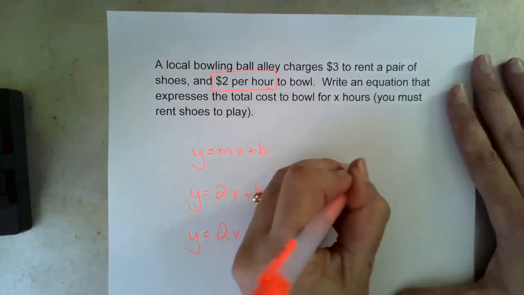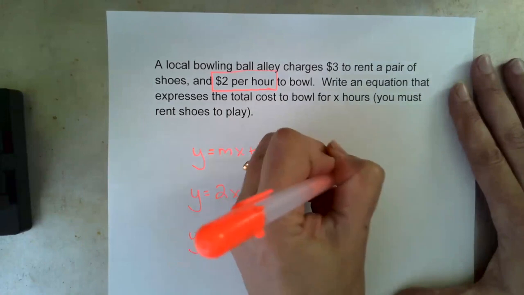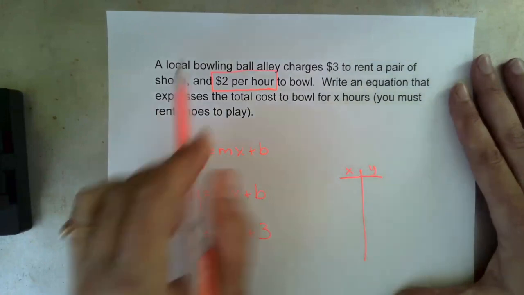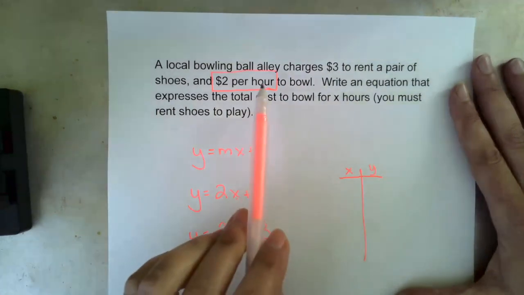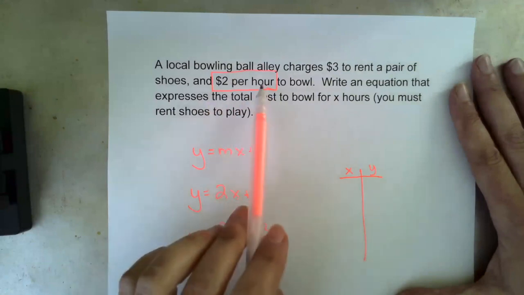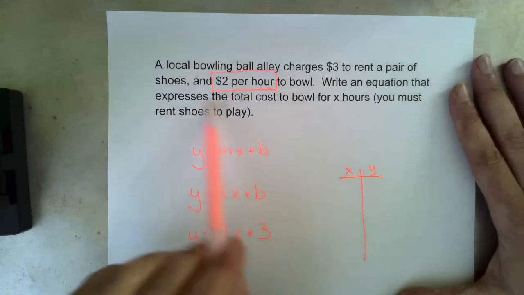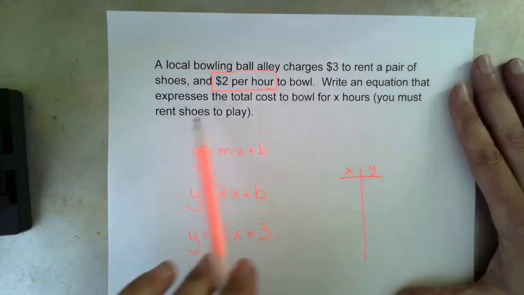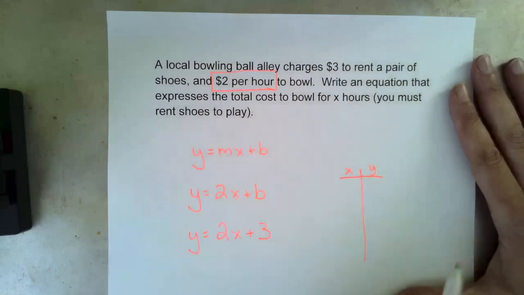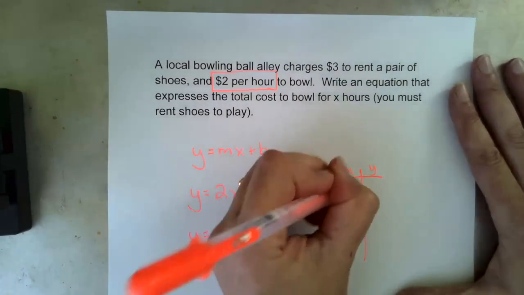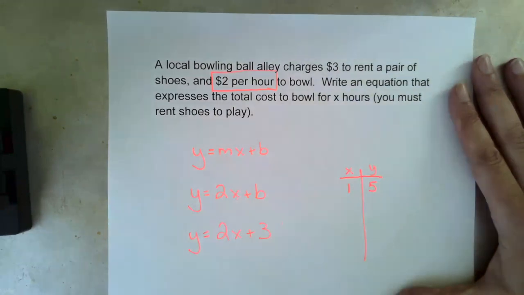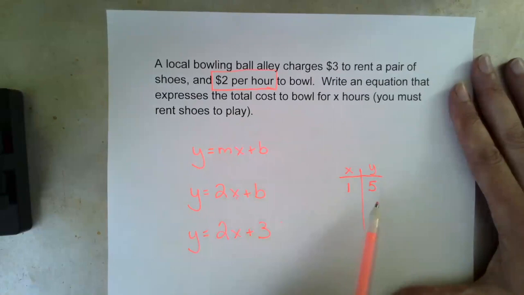So let's check that out with a little bit of a t-table here. So if I bowled for 1 hour, well, $2 for 1 hour, that would be $2. And then I must rent shoes to play. So that's plus $3. So for 1 hour, I would expect to pay $5. And that's what my equation tells me too. 2 times my 1 hour, 2, plus 3 gets me a total charge of 5.